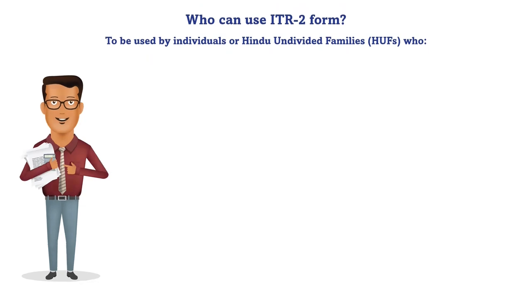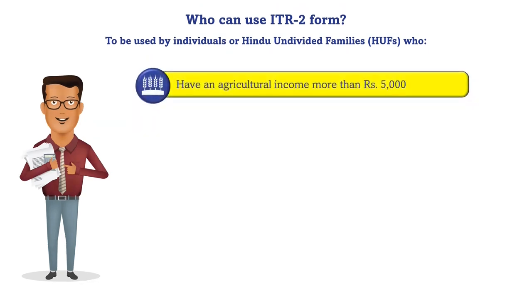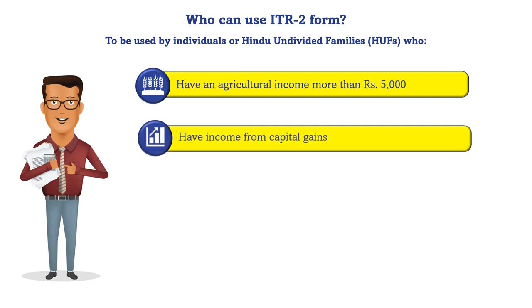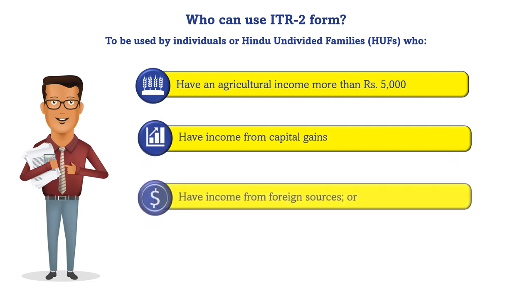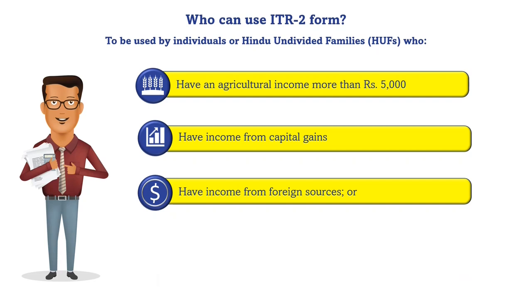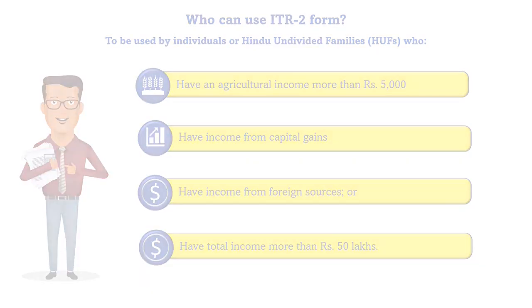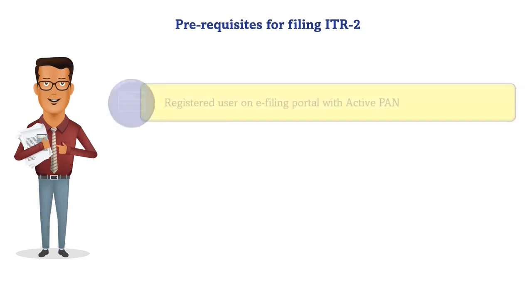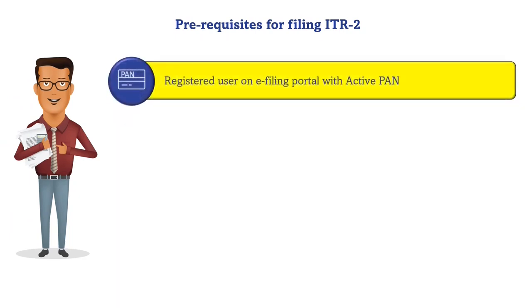The form can be used by those individuals or Hindu undivided families who have agricultural income of more than Rs 5,000, who are having income from capital gains, income from foreign sources, or those who are having total income more than Rs 50 lakhs. In order to file Form ITR 2, you should be a registered user on the e-filing portal, and it is advisable that the status of your PAN is active.